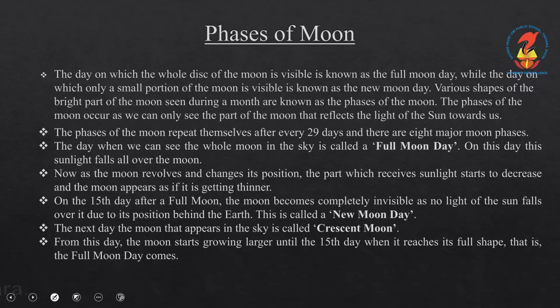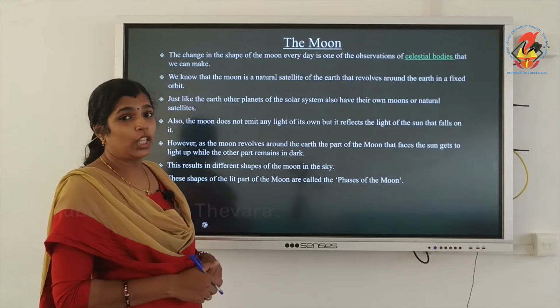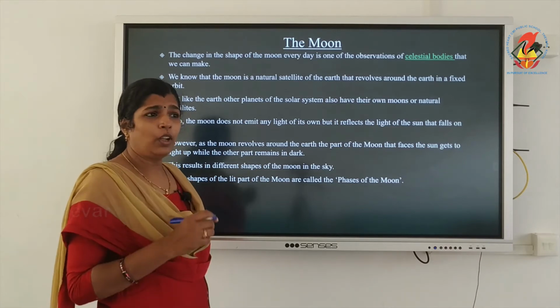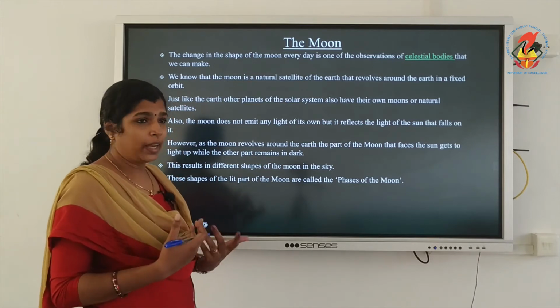Here we will study in detail about the moon. The change in the shape of the moon every day is one of the observations of celestial bodies that we can make. We can observe the moon, and there will be a change in its shape every day. That is one observation of celestial objects we can make.